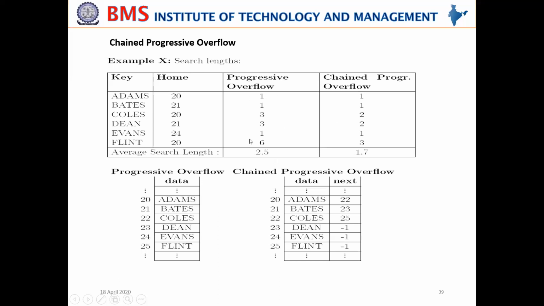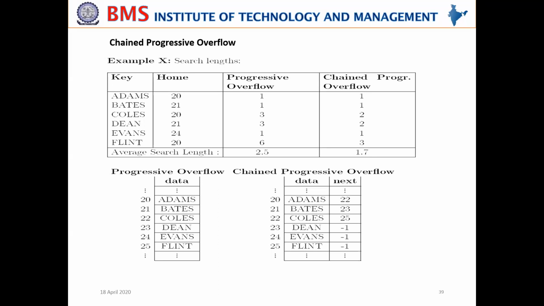And this is your progressive overflow. The average search length for this particular example using progressive overflow has been calculated as 2.5. For the same example, we are going to calculate the average search length, and definitely the average search length, if you're using chained progressive overflow, is becoming less. It means you basically require fewer disk accesses in order to fetch the records.